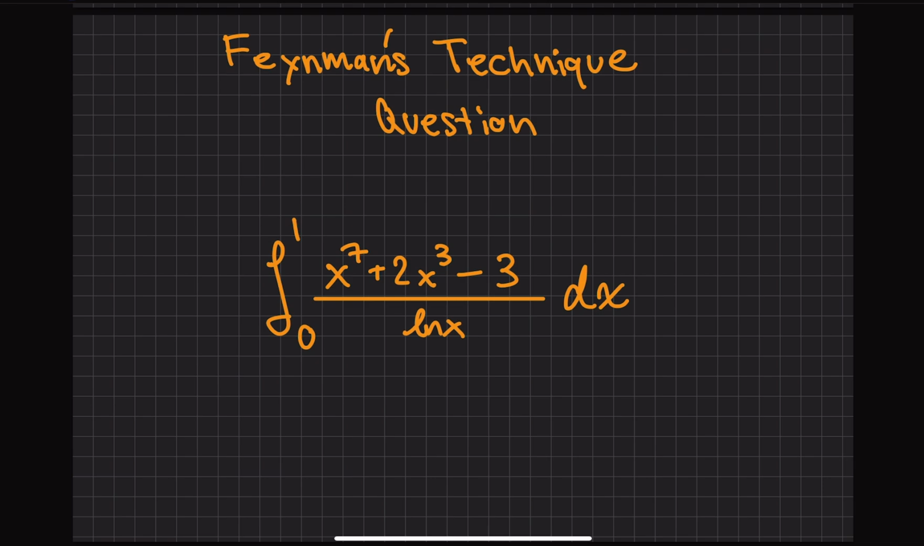Today we're doing MIT Integration Bee prep with a Feynman's technique question. So we have the integral from 0 to 1 of (x^7 + 2x^3 - 3) over ln x. Now, this integral is non-elementary without the bounds. The bounds make this integral doable. And how do we do it? Well, I've kind of given you the hint in the title. It's using Feynman's technique, and it's a very sophisticated version of Feynman's technique.